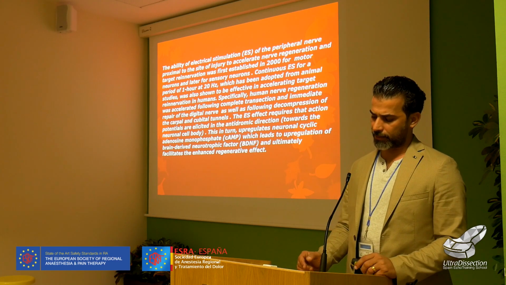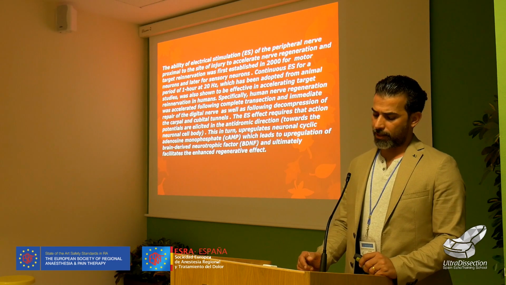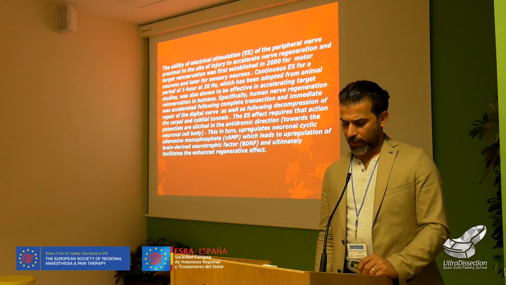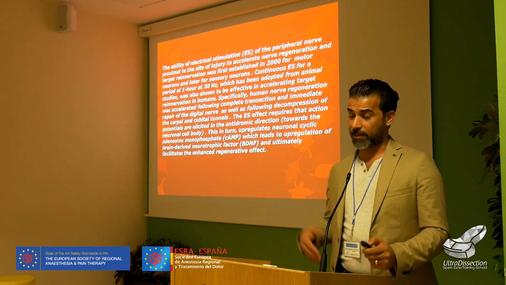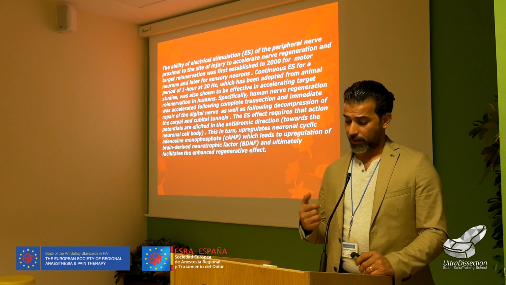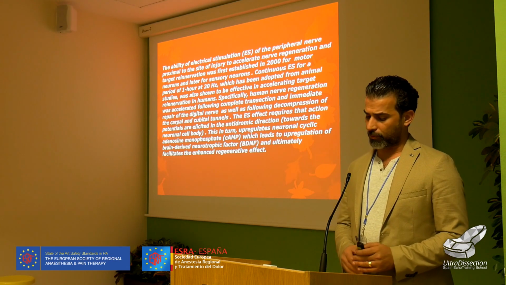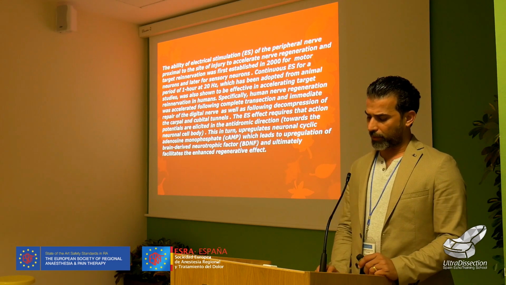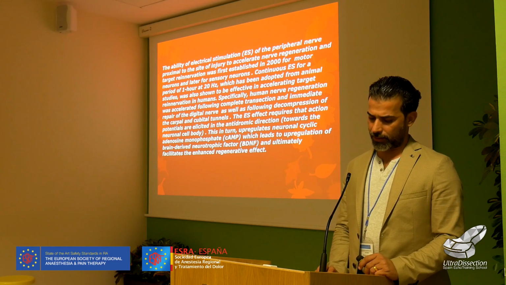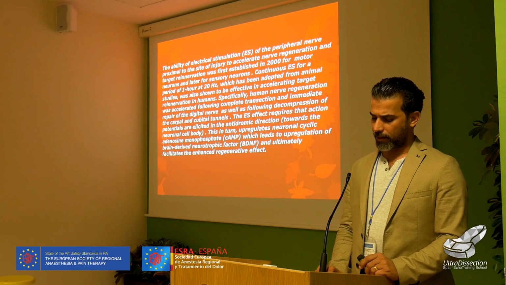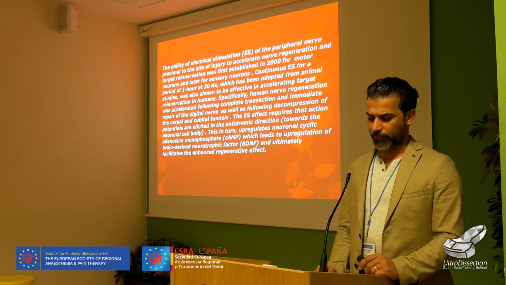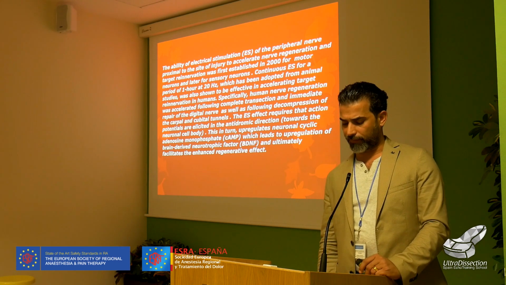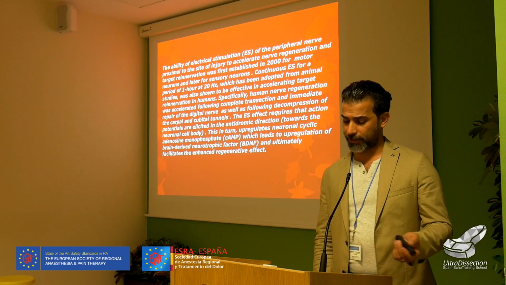Electrical stimulation requires that action potentials are elicited in the antidromic direction toward the neural cell body. This is the mechanism. The electrical stimulation elicited in antidromic direction toward the cell body then upregulates the neuronal cyclic adenosine monophosphate, cAMP, which leads to upregulation of the brain-derived neurotrophic factor, BDNF, and ultimately facilitates the enhanced regeneration effect. So this is the mechanism of the electrical stimulation and what occurs.